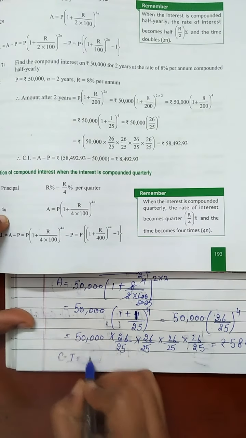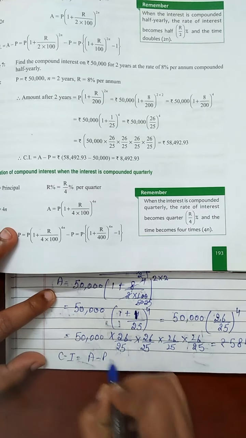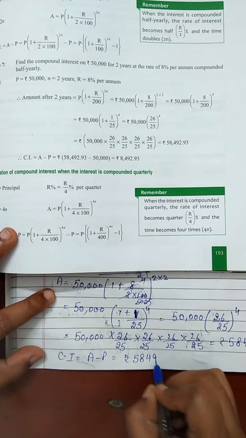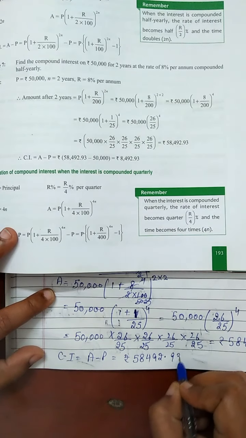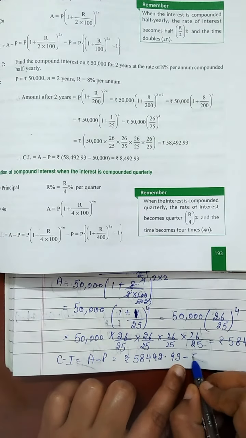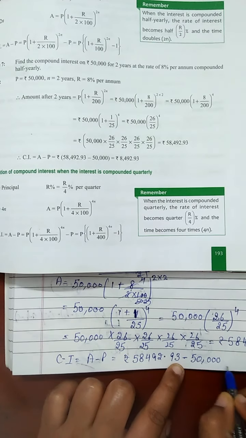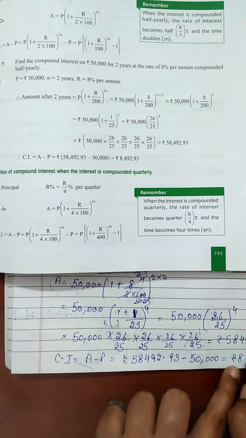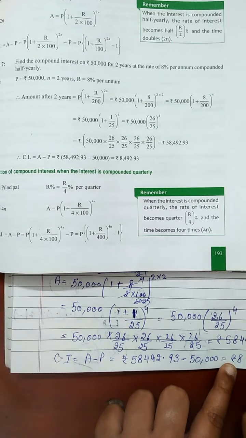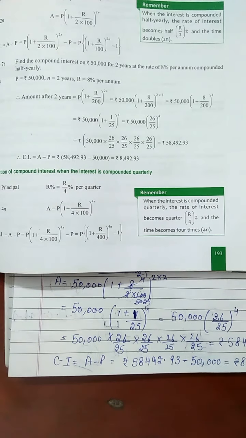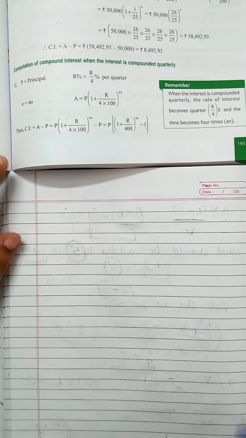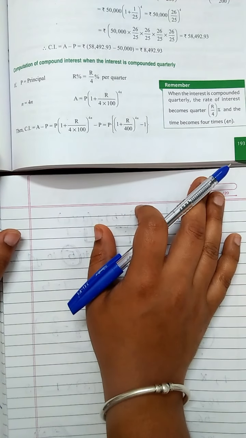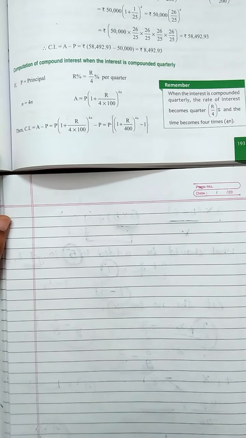Now we find the compound interest. So you know the formula of compound interest, amount minus principal. अब हमारे पास amount कितनी आ गई, 58,492.93 minus principal is 50,000. So when we subtract it, its answer is rupees 8,492.93. Okay, the third one is to calculate compound interest when interest is compounded quarterly.